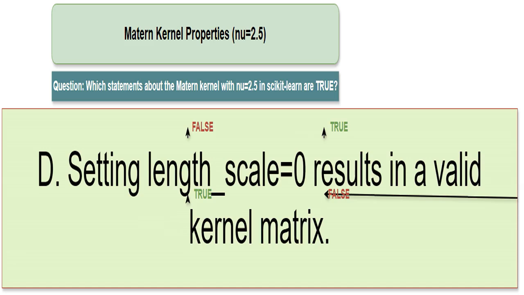This statement is false. Setting the length scale to 0 causes problems. It leads to a singular kernel matrix. This means you can't solve the equations involved in Gaussian process regression. It's like trying to divide by 0, it's undefined.